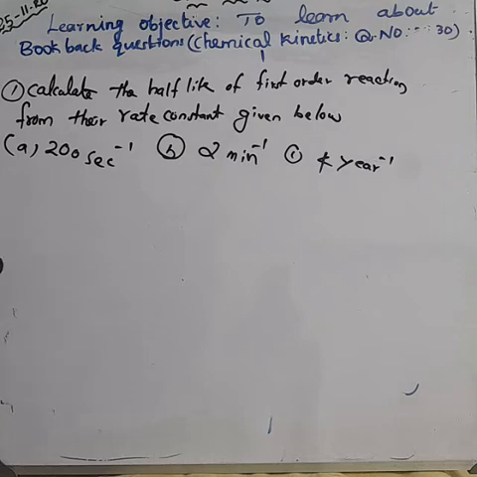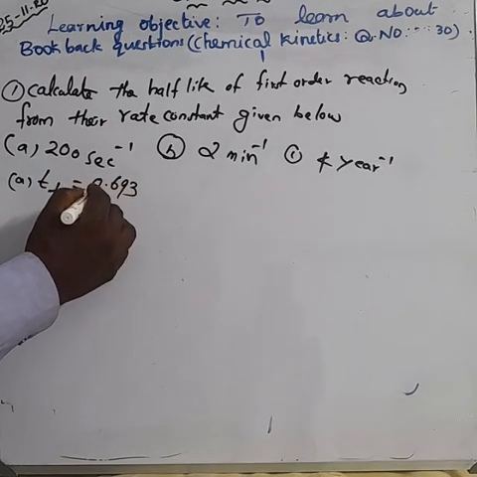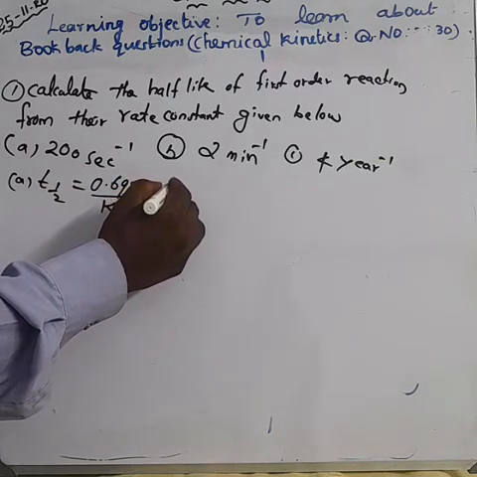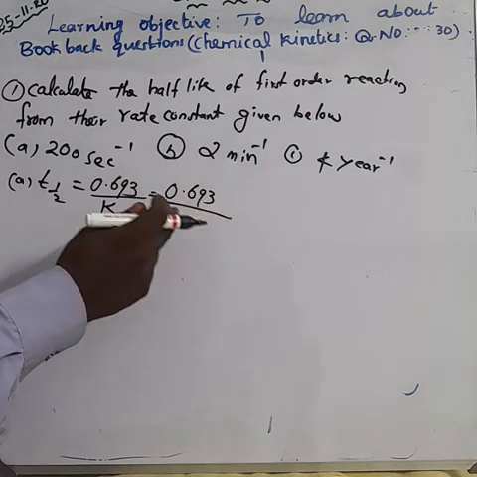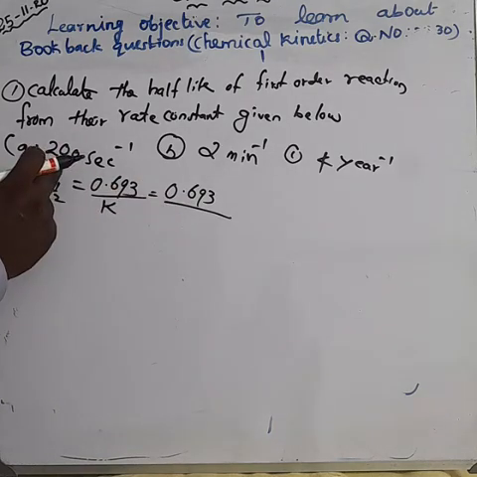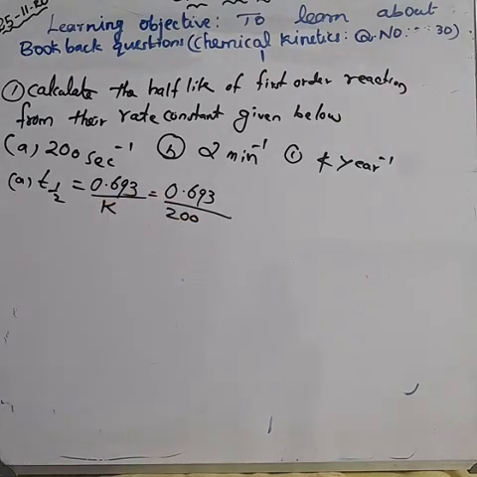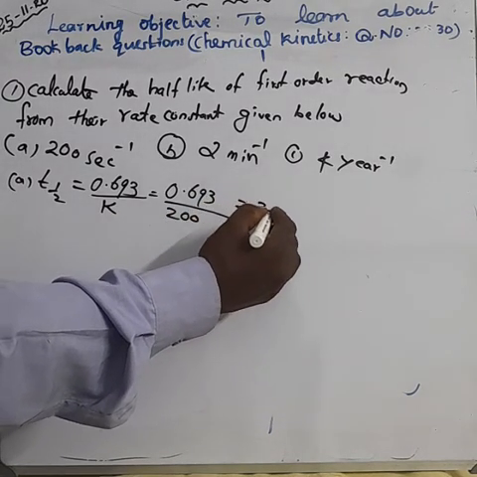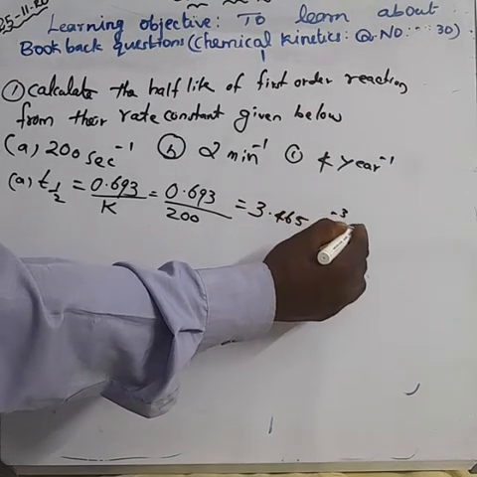Already I told you the formula for T half. T half is equal to 0.693 divided by K. Clear? K means what? 200. Then we have to divide 0.693 by 200. The value is approximately equal to 3.465 into 10 raised to minus 3 second.